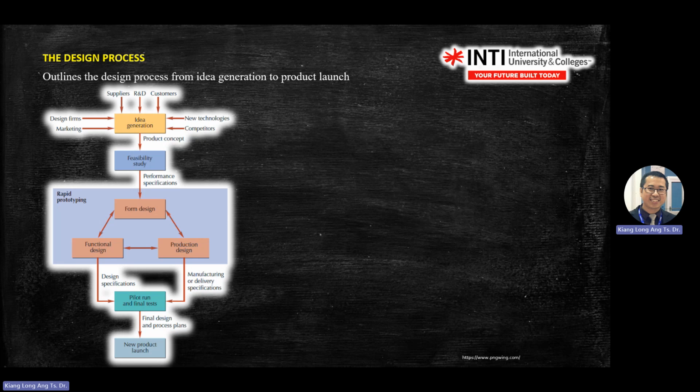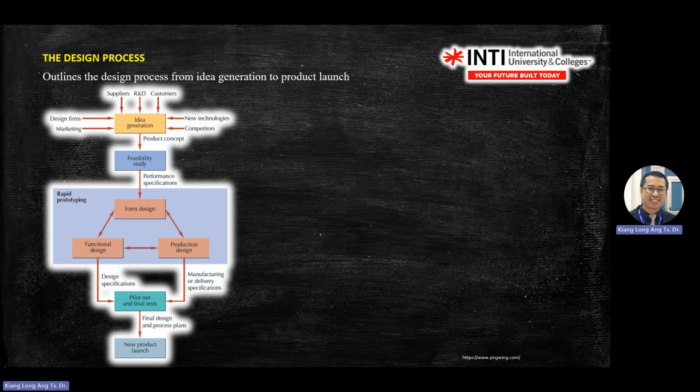Okay, so during this process, there are 2 outputs from rapid prototyping. One is the design spec, one is the manufacturing spec. Okay, design spec, manufacturing spec. Don't confuse between the two. Don't put the wrong one. Functional design and form design come out as the design specification. Production design comes out as the manufacturing or delivery specification. Production design does not come up with a design spec. So don't confuse between these two.